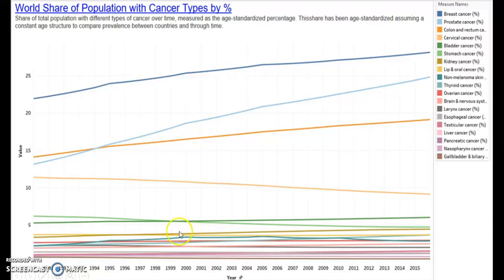This right here is stomach cancer, which seems to have decreased, but bladder cancer seems to have increased. And the rest of the cancers, some you see have increased, but not much, kind of steady, unlike the ones above, which have increased a lot.